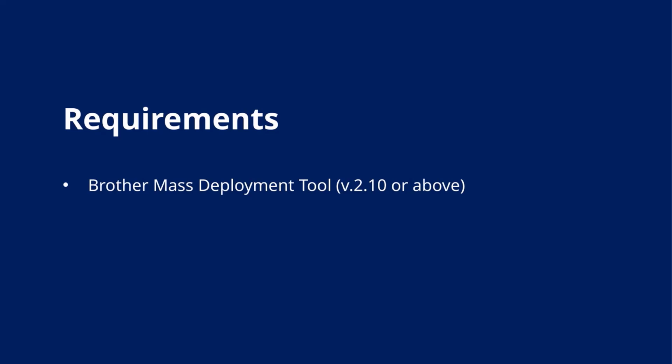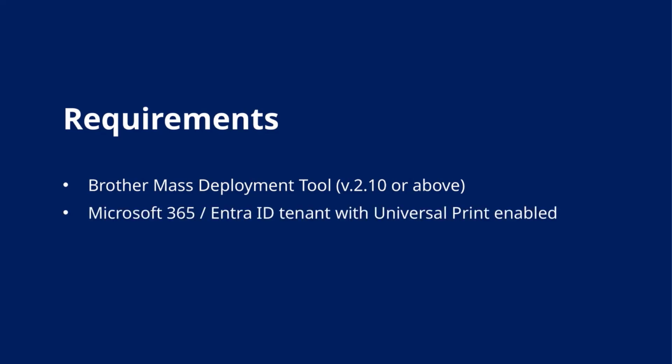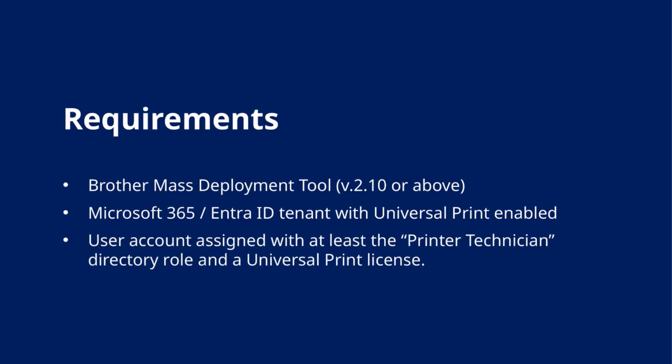On the screen is a link to a video showing how to do this, as well as how to prepare it for use. You will need a Microsoft 365 Entra ID tenant with Universal Print enabled. And you will also need to have a user account assigned with at least the Printer Technician directory role and a Universal Print license assigned to it. You will also need a utility that can open and edit CSV files.